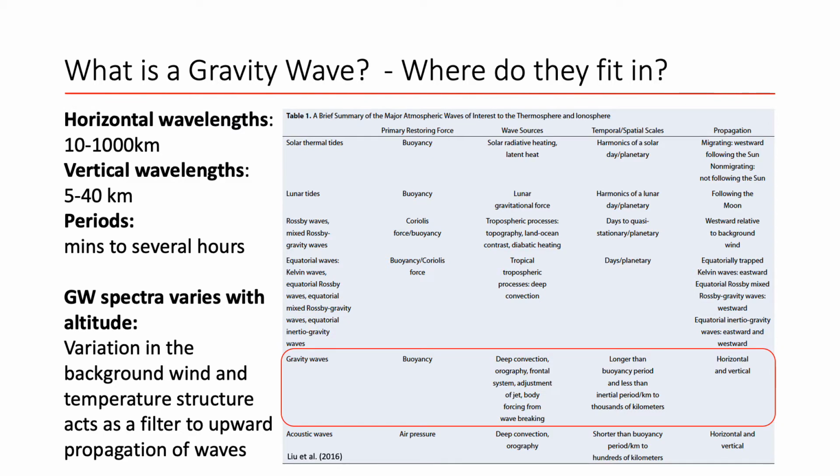When we're talking about gravity waves in the atmosphere, we expect them to have horizontal wavelengths between 10 and 1,000 kilometers, and vertical wavelengths between 5 and 40-ish kilometers. Their periods are likely to be bound by the buoyancy frequency, so a few minutes at the low end to several hours in the high end. It's also crucial to note that the gravity wave spectra will vary considerably with altitude because of variations in the background wind and temperature structure, which will filter these waves as they propagate upward.